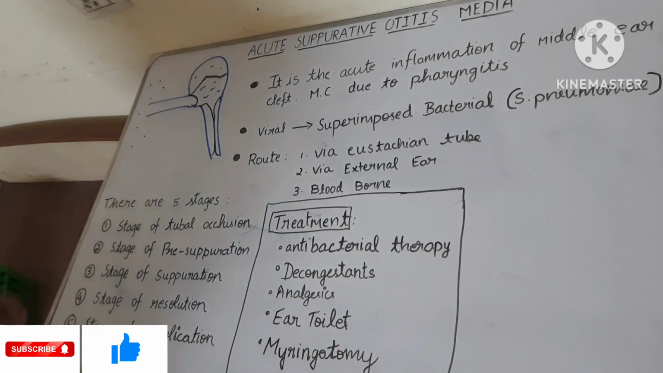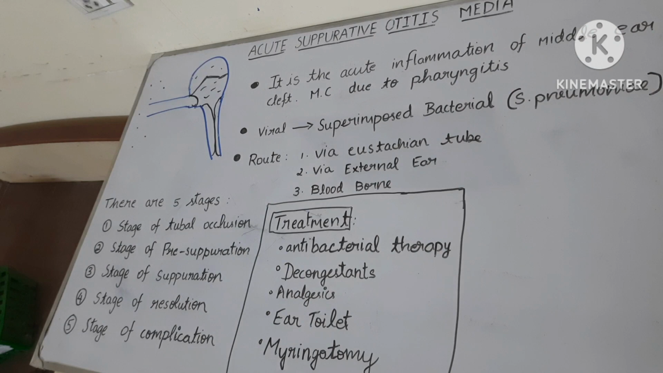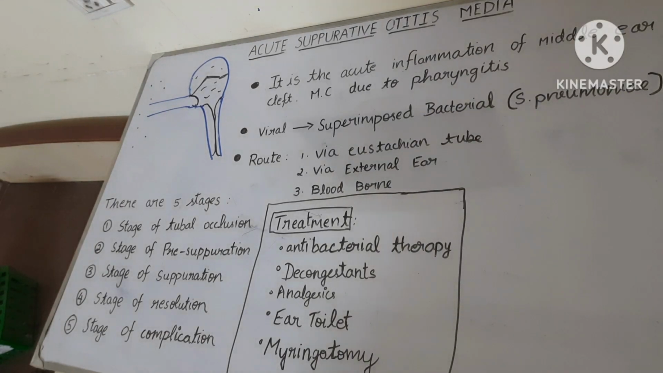So in the stage of pre-suppuration, as more and more fluid is secreted, the tympanic membrane is not able to hold the pressure anymore and it starts bulging out.